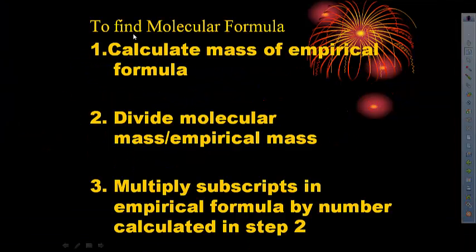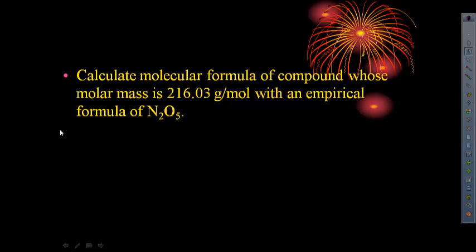All right, now let's learn how to find the molecular formula. So first you want to calculate the molar mass of the empirical formula, which is what we just learned how to find. Then you're going to take the molecular molar mass, which will be given to you always, and you're going to divide by the empirical molar mass that you just found. You'll get a number. That number will then be multiplied by your empirical formula, and that will get you your molecular formula. All right, so let's make sense of this.